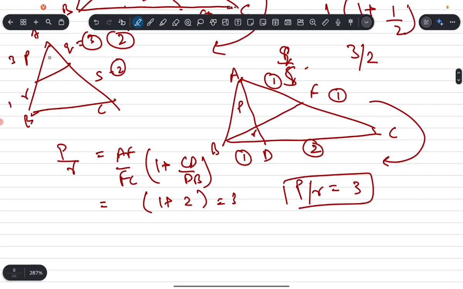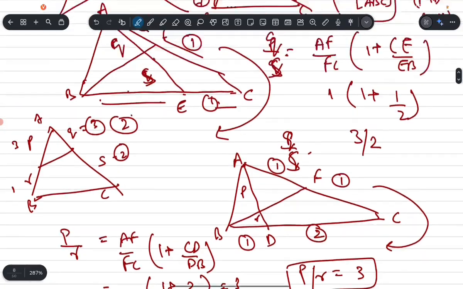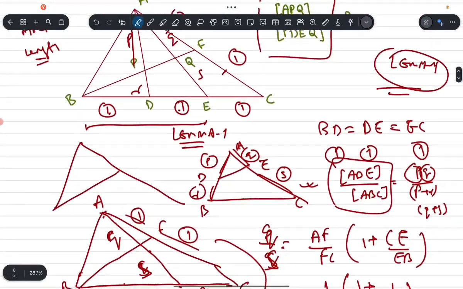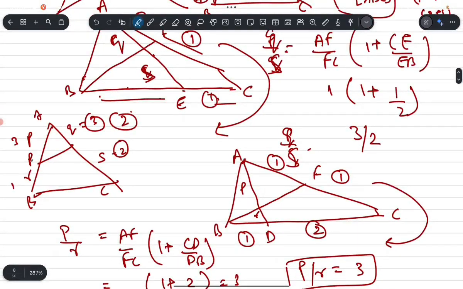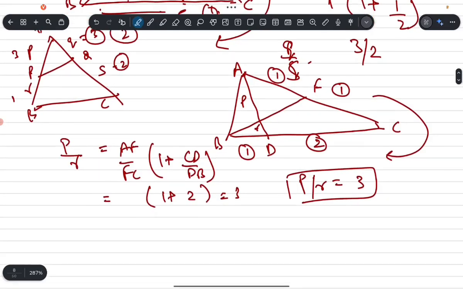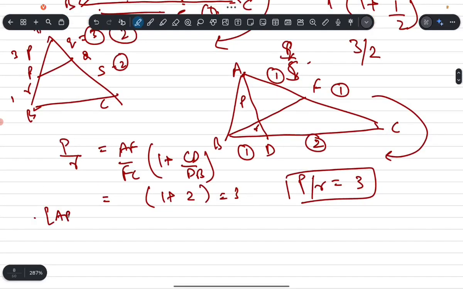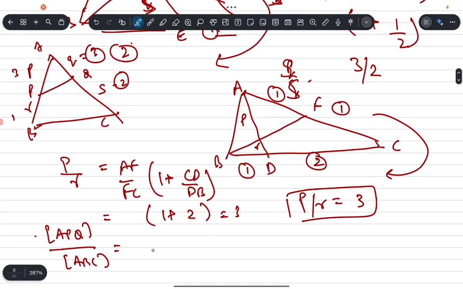Now, what is it? This is P and Q. Right. So P and Q. So do we have area of APQ by area of ABC? Can we write this by the first lemma? Yes. We'll say P into Q, that is 3 into 3, that is 9, by P plus R is 4, into Q plus S is 5, that's 9 by 20. Yes.